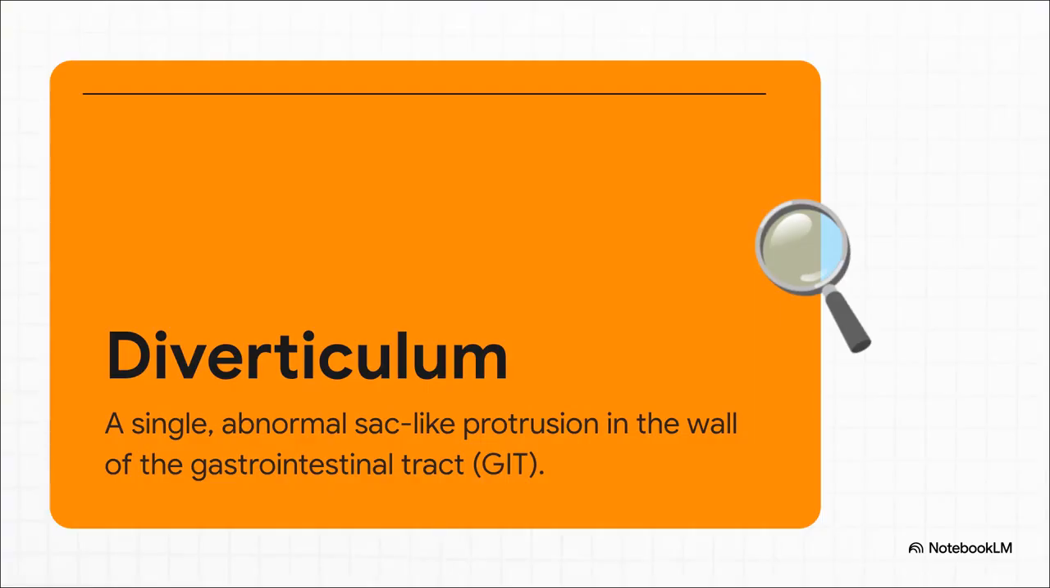First on the list, diverticulum. See that "um" at the end? The easiest way to remember this is to think of it as meaning one. It's a single sac-like pouch that sticks out from the wall of your digestive tract. Just one. That's a diverticulum.